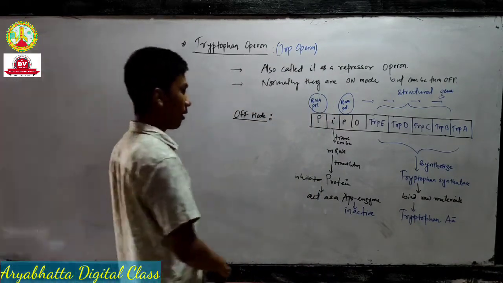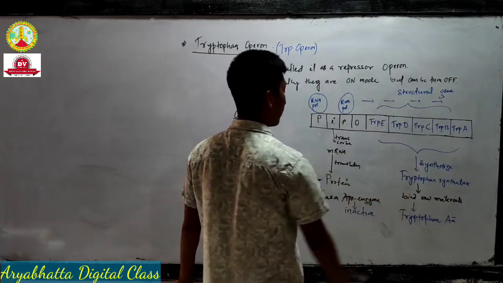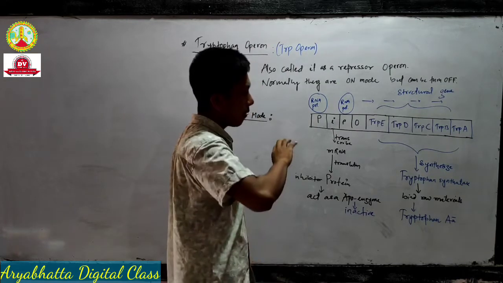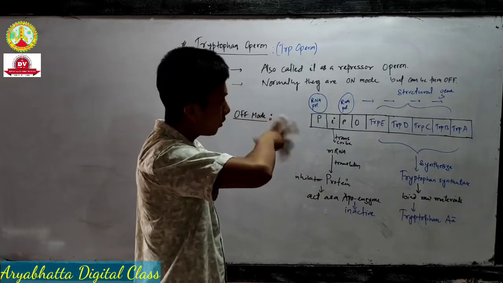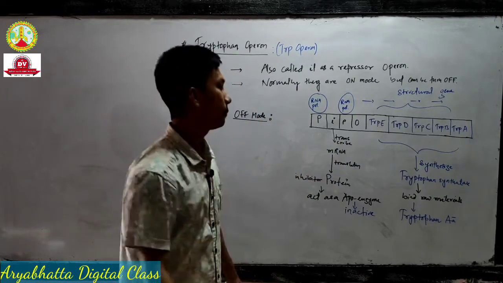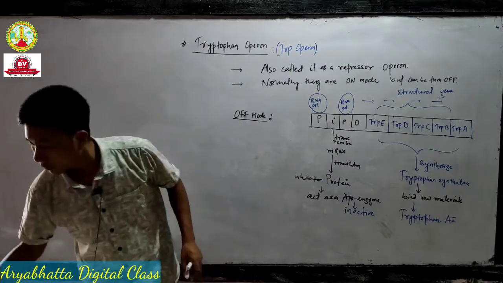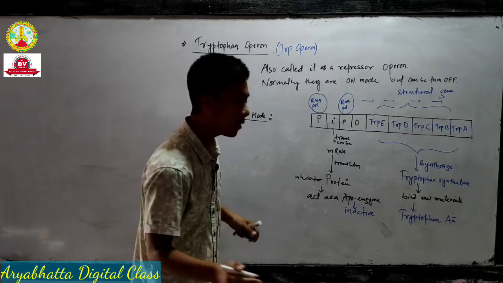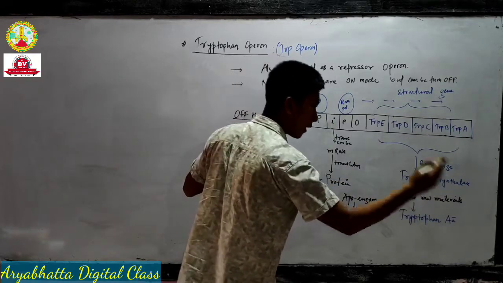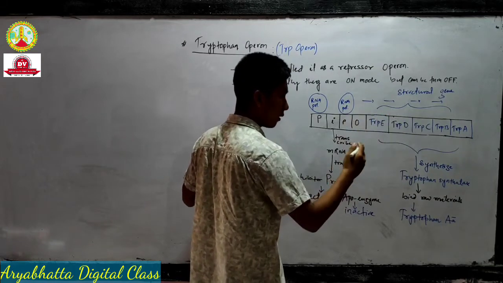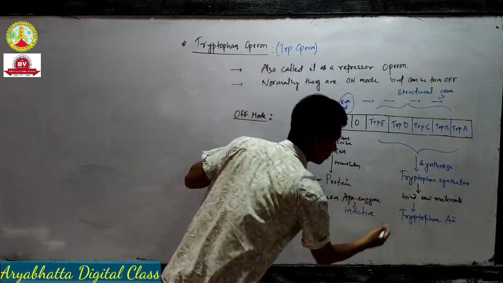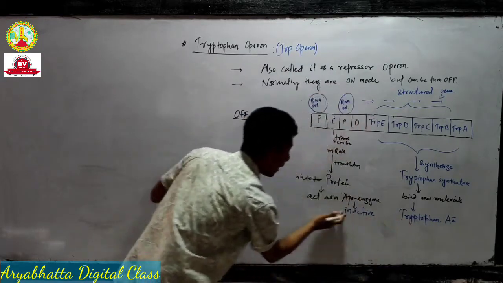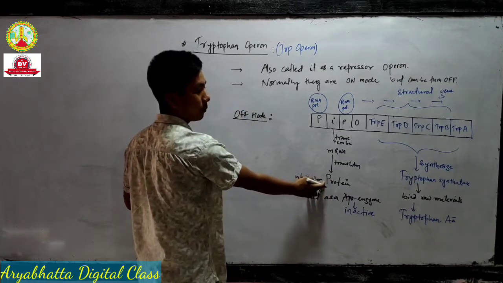Off mode. Now, the over synthesis of tryptophan operon has to stop. How does it stop? Very easy. All this process is exactly the same. Now when they need to stop the excess amount of tryptophan amino acid, the excess amount which is there in the bacterial body, the excess amount of tryptophan operon, it binds with inhibitor protein.